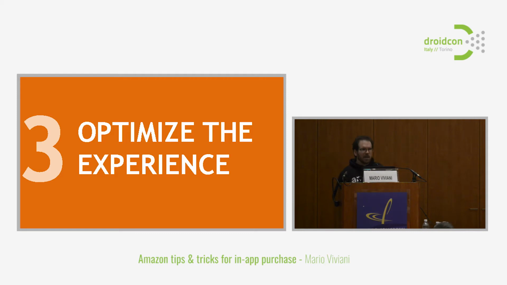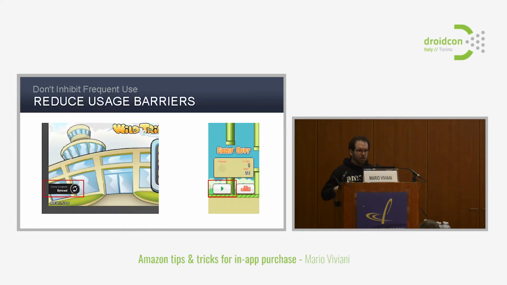Third one is optimizing the experience. There is a very important bit when it comes to converting your users and the revenue that you can get from these users, which is, as we've seen, time. How much time are they spending in my app or game? How much are they engaged with what I do?